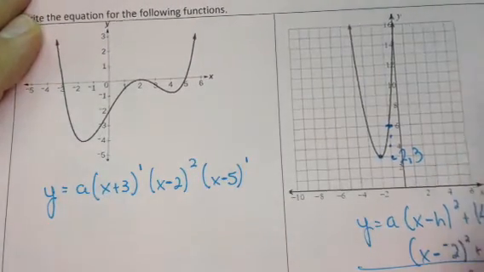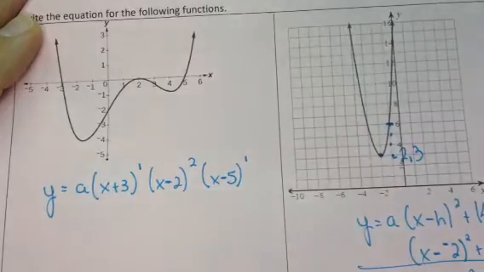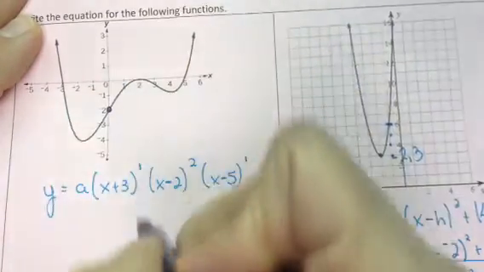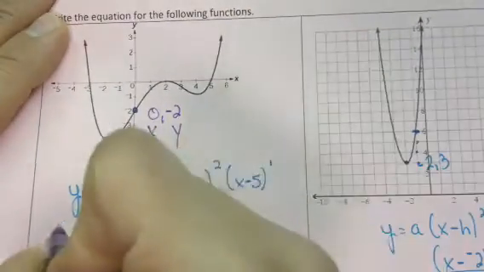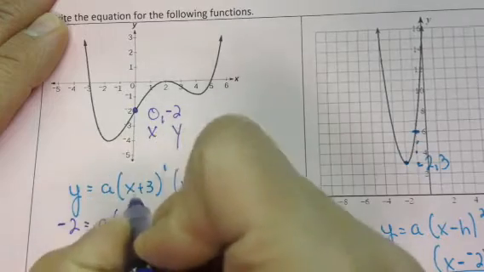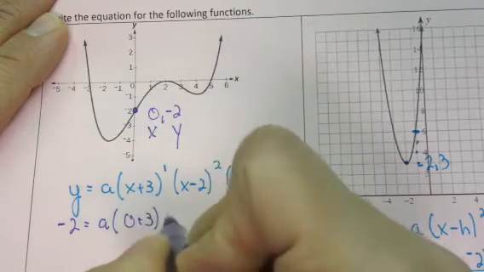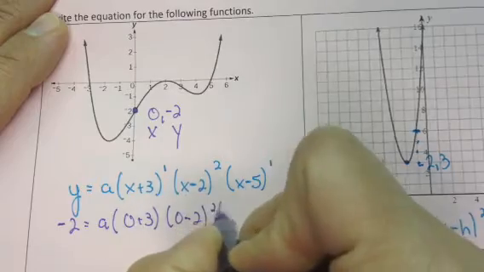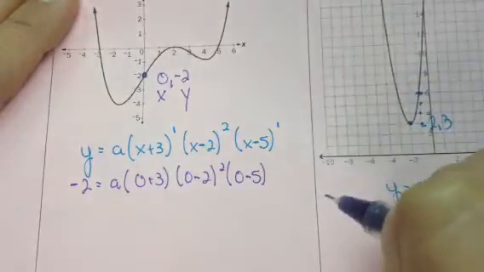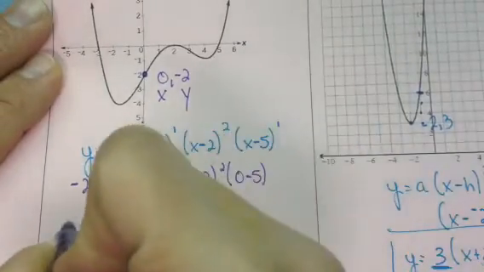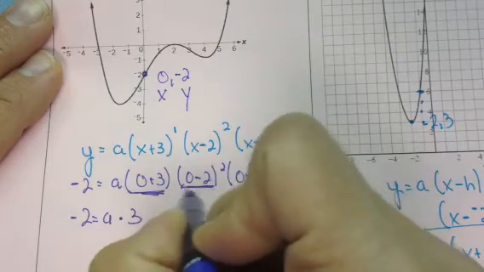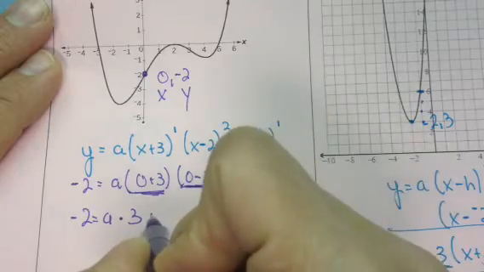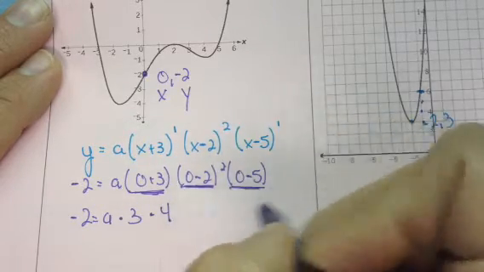And now what I'm going to do is take another point that I know. Another point that I really know is the y-intercept, which is 0, -2. I'm going to make this my x and this my y. So I'm going to rewrite this. I'm going to put 0 in for x. And you can pause and get that written. And here's the -2, here's the a, and this is going to become 3. This is going to become -2, but I'm going to square it, and that gives me 4. And this is going to be -5.